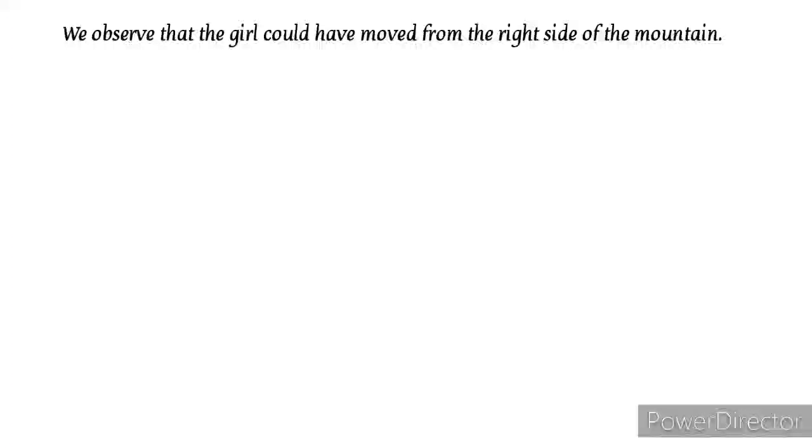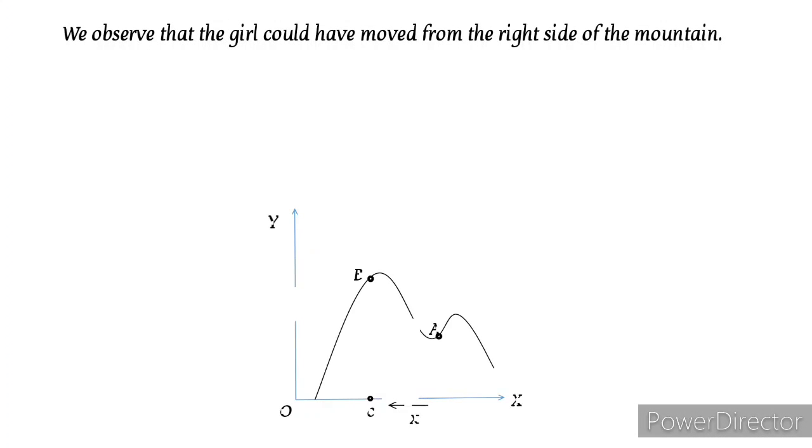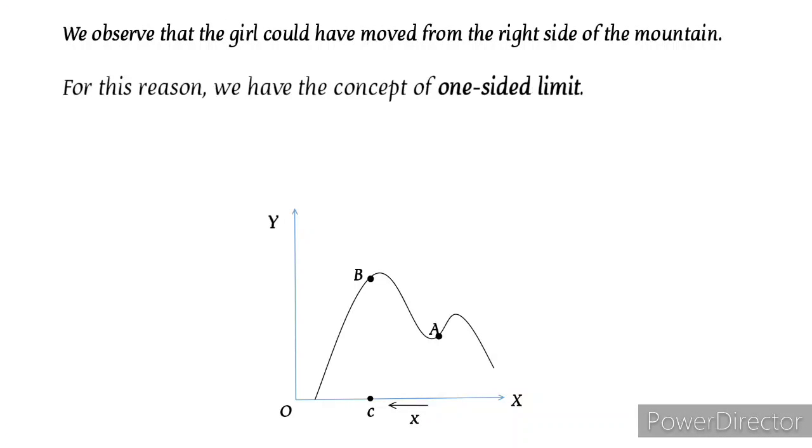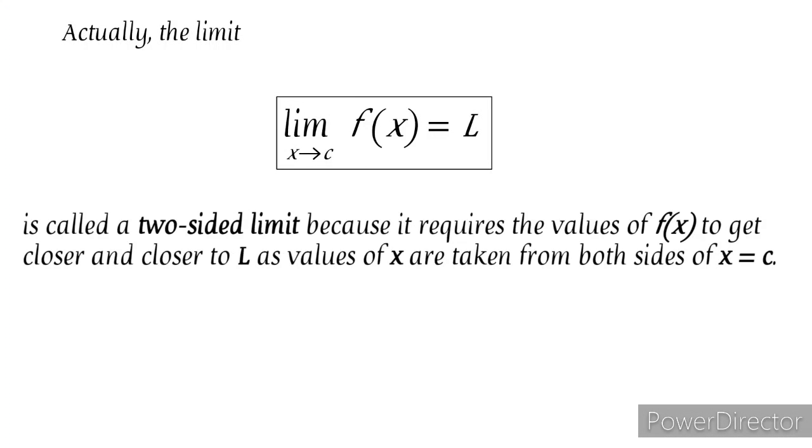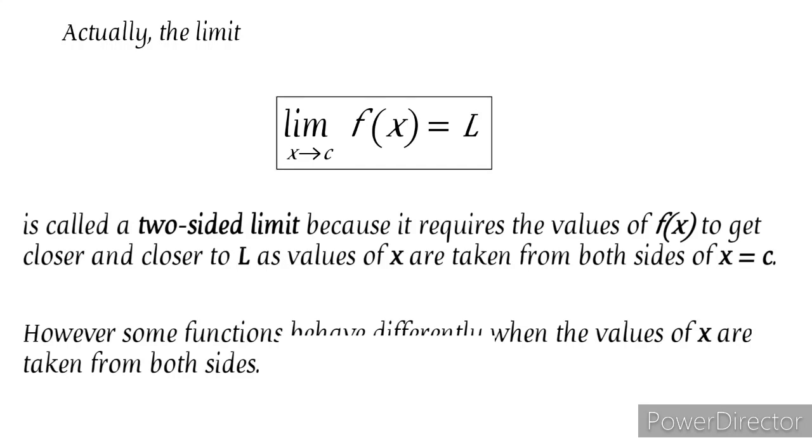We observe that the girl could have moved from the right side of the mountain as shown in the diagram below. For this reason, we have the concept of one-sided limit. Actually, the limit given below is called a two-sided limit because it requires the values of f of x to get closer and closer to L as values of x are taken from both sides of x equals C. However, some functions behave differently when the values of x are taken from both sides.